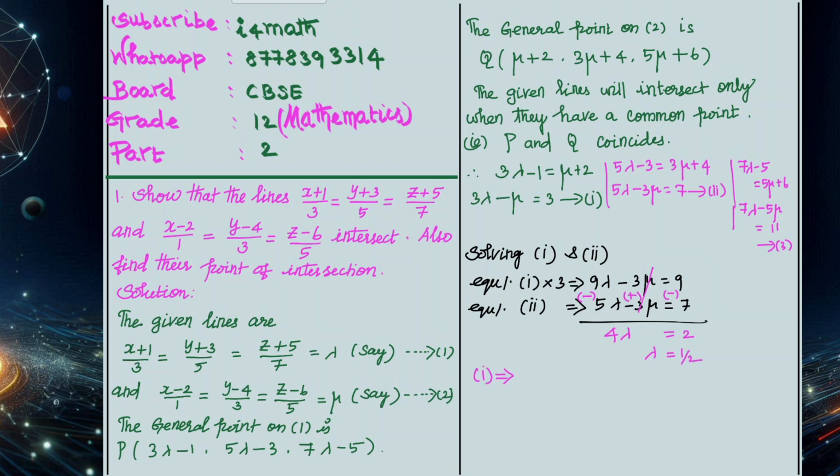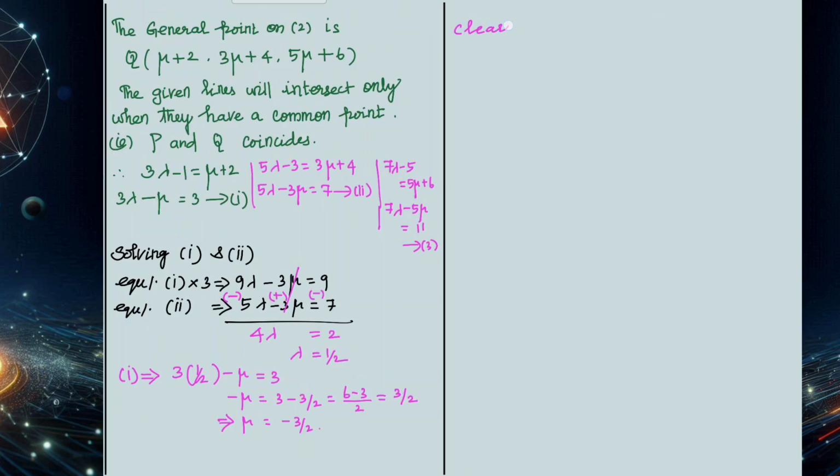After finding the lambda value, we can find the mu value by substituting lambda equals 1 by 2 in the first equation. So 3 into lambda, lambda is 1 by 2, minus mu equals 3. So 3 by 2, you have to take it to the right hand side. So 3 minus 3 by 2. Take the LCM. 3 into 2, what is the value? 6. 6 minus 3 divided by 2, that is 3 by 2. So minus mu equals minus 3 by 2. Then what will be the value of mu? Mu is equal to minus 3 by 2.